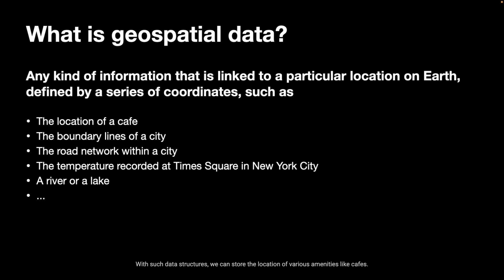With such data structures, we can store the location of various amenities like cafes. We can also add their names, their opening hours. We can define the boundary lines of entire countries, road networks of cities, rivers, lakes, mountains, elevations, and essentially everything that we can see on a map.